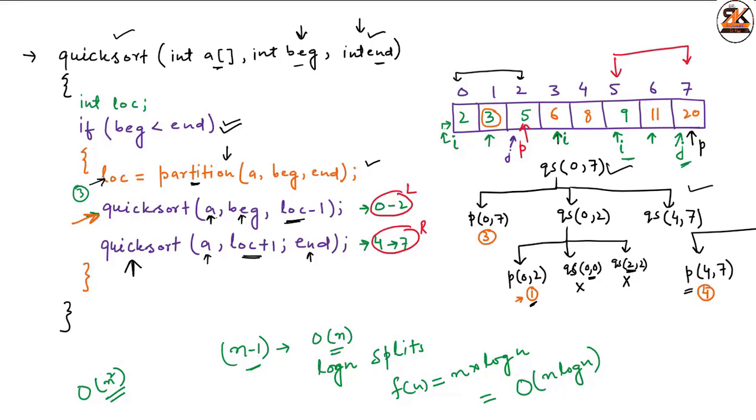Now we shall see the implementation of this quick sort algorithm. I have written a program in C language. Now let us see that program by executing it in the compiler.